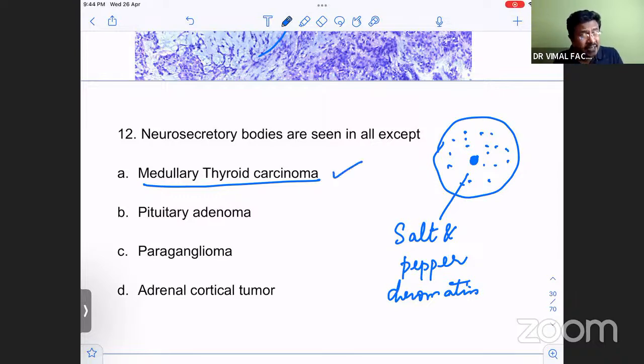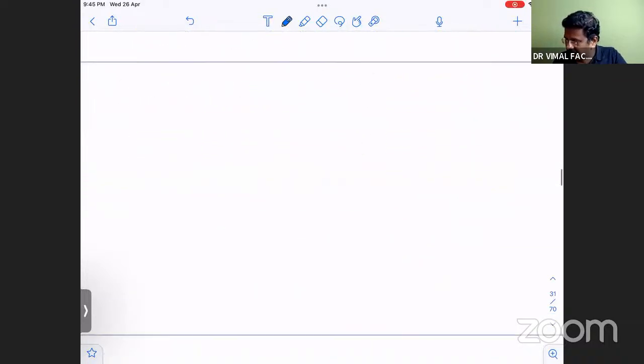Pituitary adenoma has a secretory function, so definitely neurosecretory bodies can be seen here. Of course, paraganglioma. What is the commonest example of paraganglioma? It is pheochromocytoma. There are markers like synaptophysin and chromogranin, which are stored in the neurosecretory bodies. So in paraganglioma you will see these bodies. But in an adrenal cortical tumor, you will not see neurosecretory bodies.